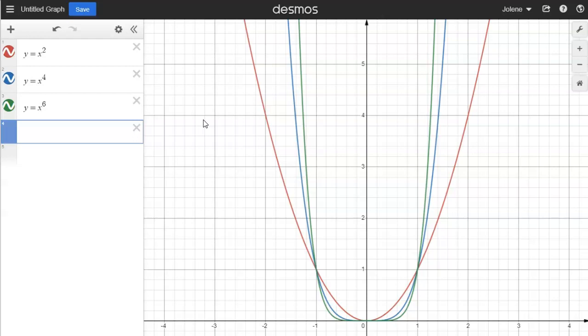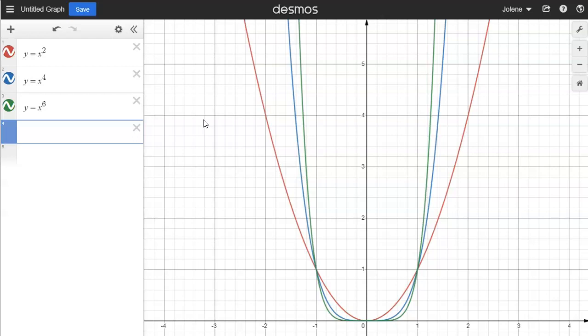Obviously, the one in red here is x squared. It has a little more curve to it. As the power gets larger and larger, you can see that it flattens out more here at the bottom. But they all have the same general U shape to them.